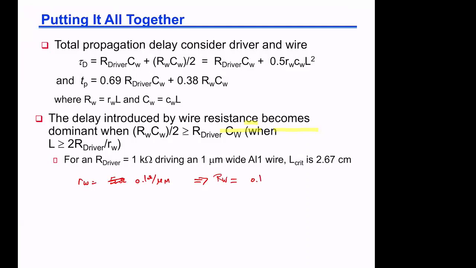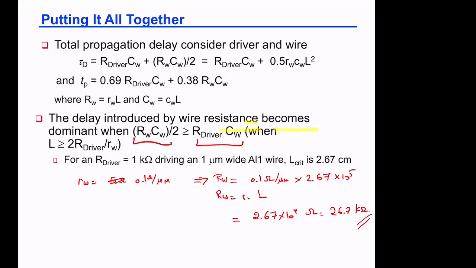It is equal to 0.1 ohm per micrometer times 2.67 times 10 to the 5, because Rw is little r times L. Okay, and this way we will end up with it being equal to 2.67 times 10 to the 4 ohms, which is equal to 26.7 kilo ohms. Okay, and then now I have RW, I have R driver, I have CW. I can compare the two quantities and figure out the rest of the information that I need.